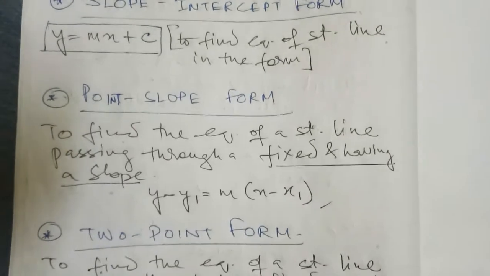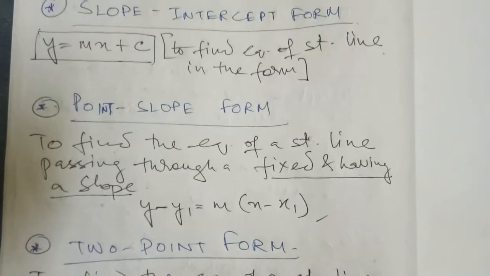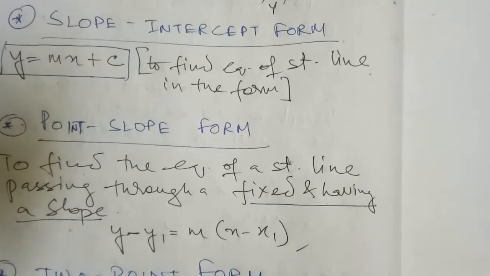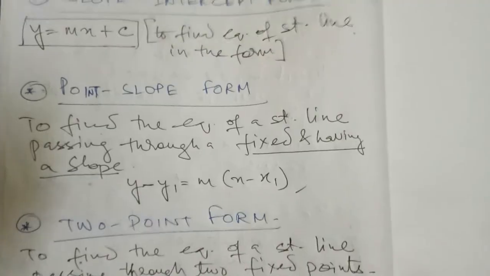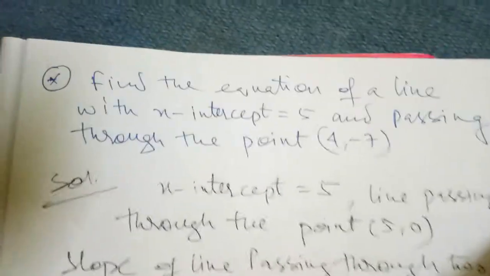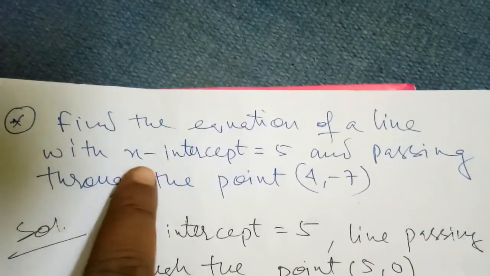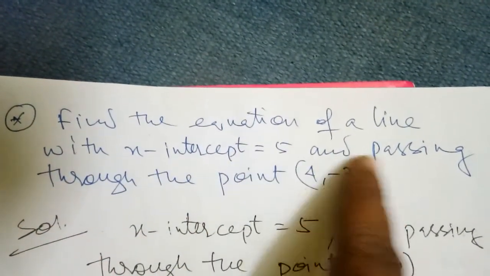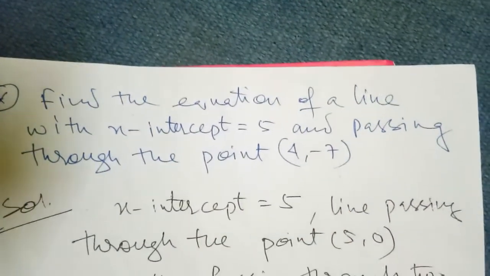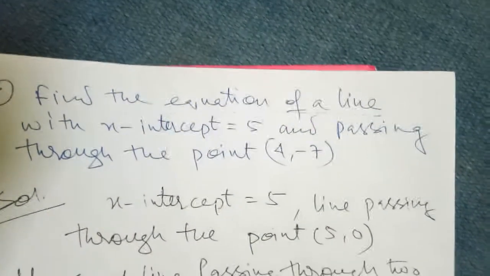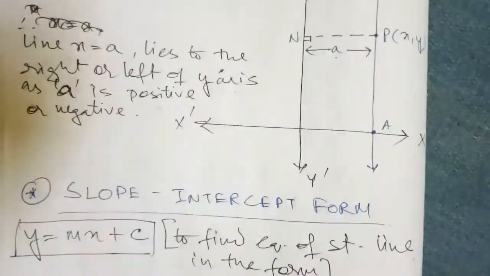Okay students, now I'll do one more sum. I'll be using one question to show how to find this practically in an exercise question. I have written one example. Find the equation of a line with x intercept equals 5 and passing through the point 4 comma minus 7. That means you have to find the equation of a line, y equals mx plus c, which we just did.